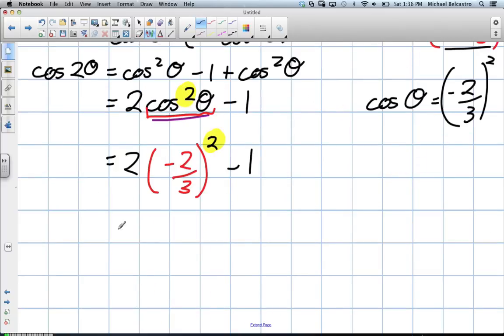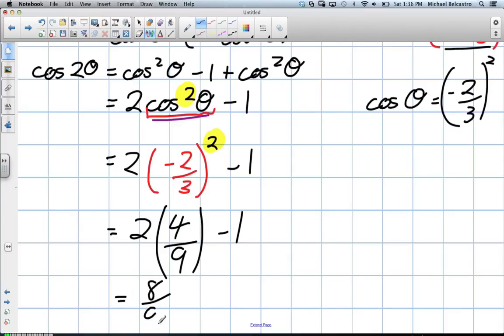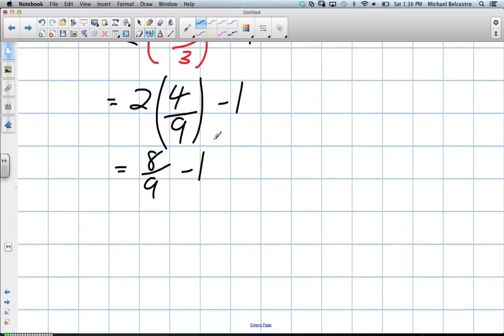Okay. From there, we work this out. We get 2 times, this will be a positive term, right? So it's going to be 4 over 9. 2 times 4 over 9 minus 1. It's going to give us 8 over 9 minus 1. 1 is essentially 9 over 9, right? So in other words, it's become negative 1/9.